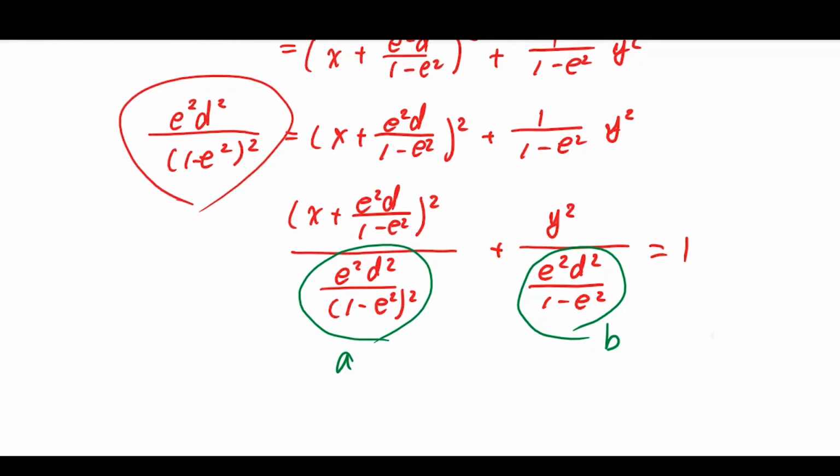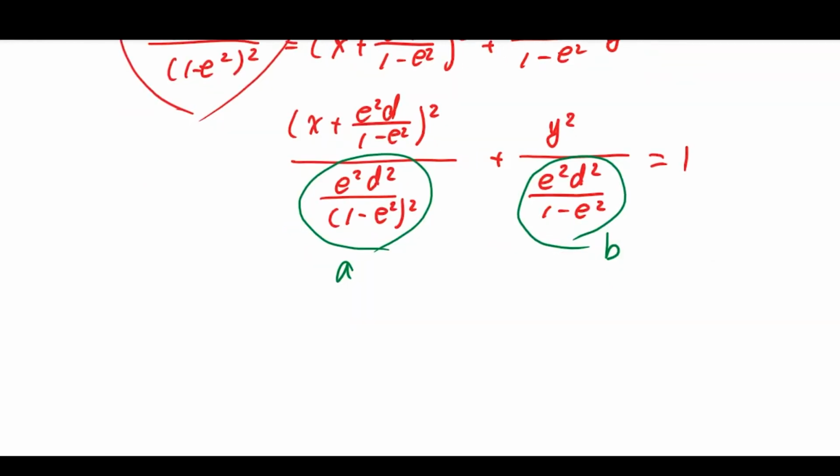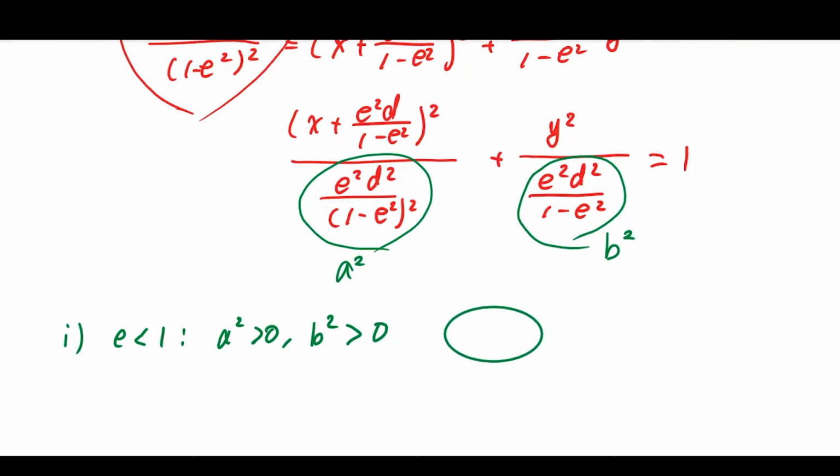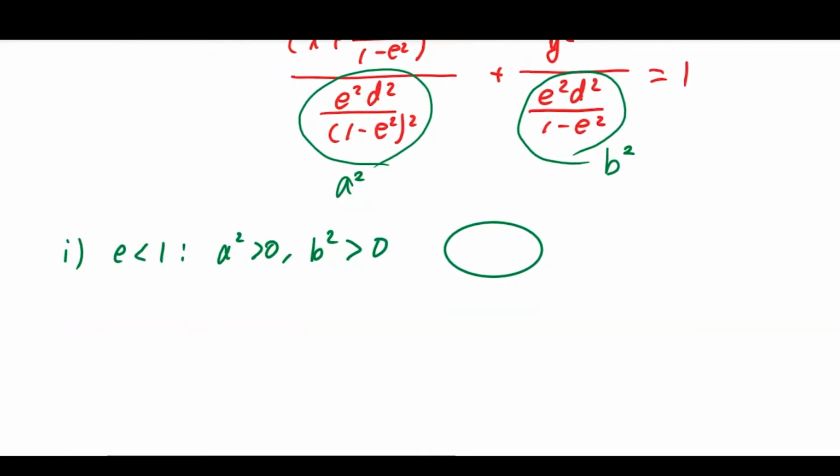Okay, let's do this. So it all depends on these three cases. Case 1, if e is less than 1, you notice that this term a squared, and this is b squared, right? Well, then a squared is always positive. So what we have is a squared is positive and b squared is positive. Well, that gives us an ellipse now, doesn't it? You get it?